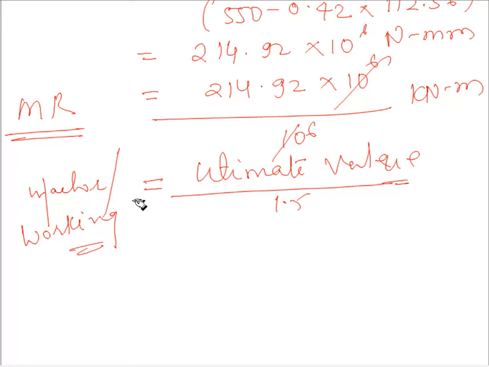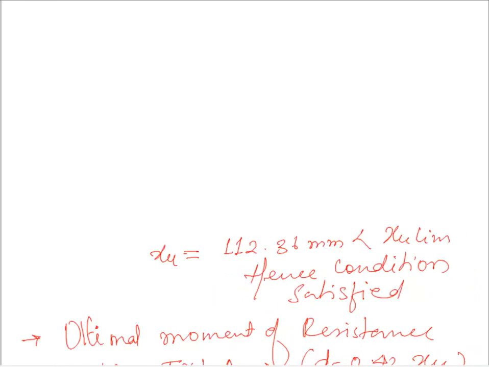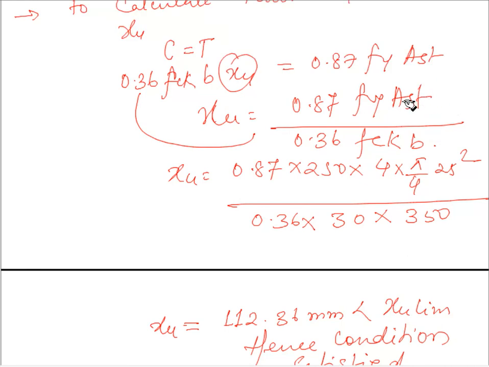Hope you understood this problem. In this problem, I have not calculated Ast separately; I have directly taken the formula and the number of bars. You can also calculate Ast beforehand in the input details and use that value directly here. I did this just to reduce the time for this lecture, directly taking four numbers of 25 mm dia bars in this formula. Otherwise you can calculate it in the input data and multiply it here. So hope everything is clear in this problem.